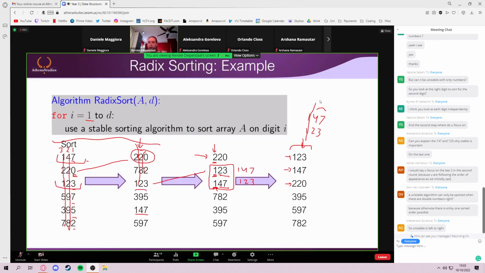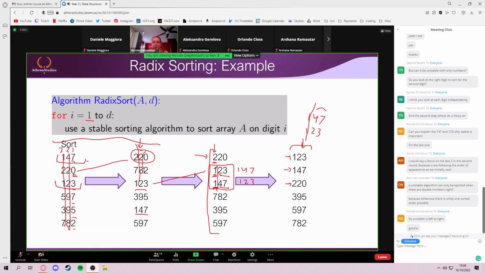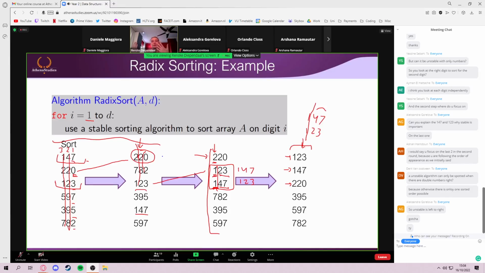So an unstable algorithm can only be spotted when there are double numbers, right? Yeah, in this case, I think so, yeah. So unstable is left to right? No, I wouldn't say so. It's just, if I had an unstable algorithm and I would sort this part over here, then the 1, 2, 3, and 1, 4, 7 could switch around because you only focus on the one in this part. So unstable, yeah, it can switch around, but it doesn't have to switch around. So stable is sort of like the order needs to be correct, and unstable can be anything.